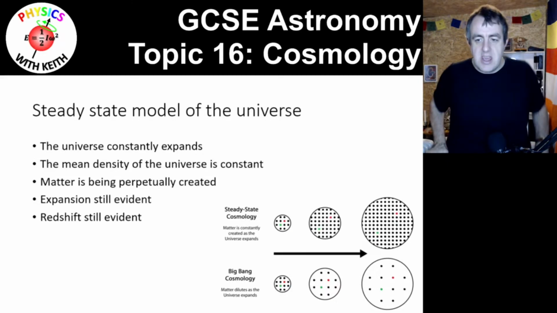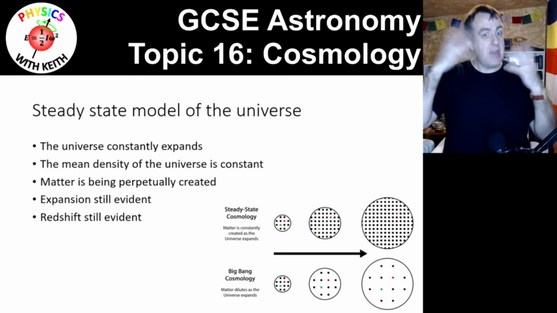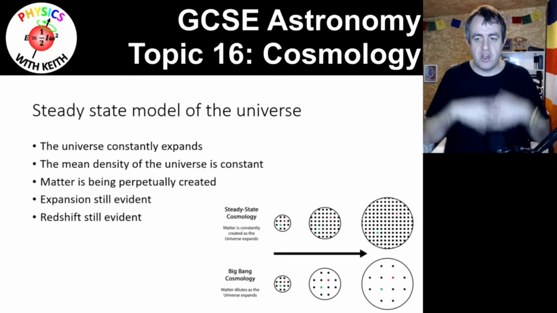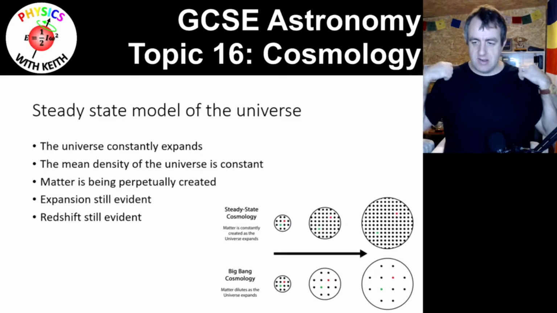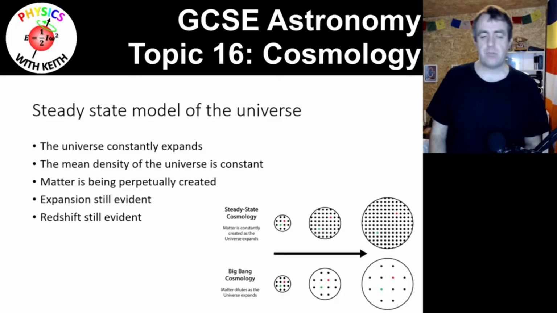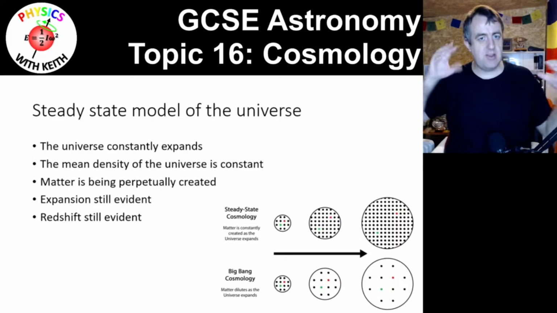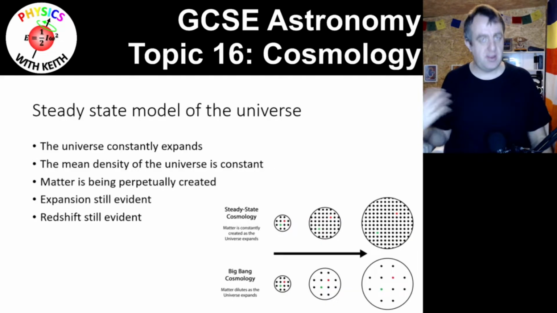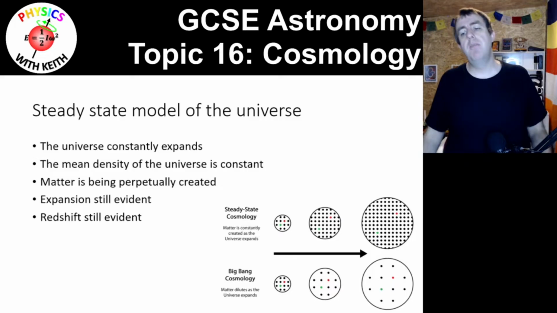You would still see stars and galaxies moving apart, but new matter would be placed in the middle, created, produced, coming into existence in between galaxies. That would still allow us to have this redshift, because there would still be galaxies moving apart from us. That would still allow redshift, we'd still see expansion of the universe, but it would mean that the density of the universe would be constant.